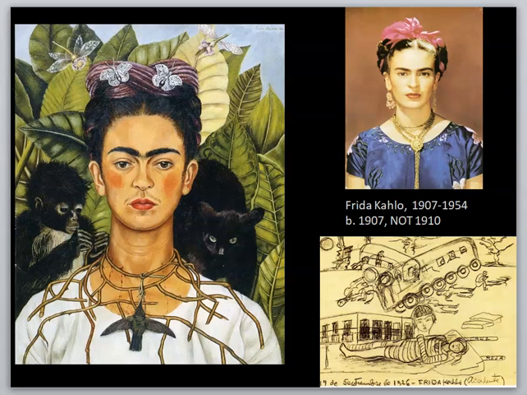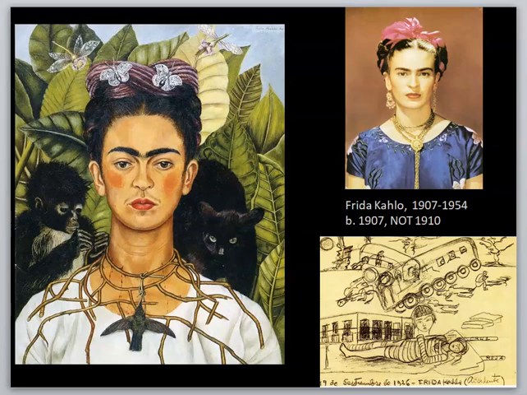Both Diego and Frida were committed to the ideals of the Mexican Revolution. Frida, perhaps too much so, because she claimed to be born in 1910. She wasn't. 1910 is the year that the Mexican Revolution begins. It lasts until 1920. Frida Kahlo was actually born in 1907, but she wanted to position herself to be associated with it and with the changes that were being made in Mexico, particularly as the wife of Diego Rivera, which she will become.